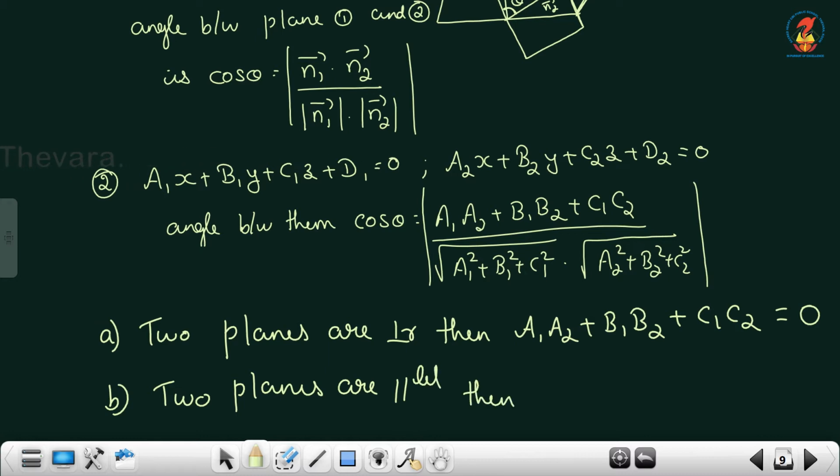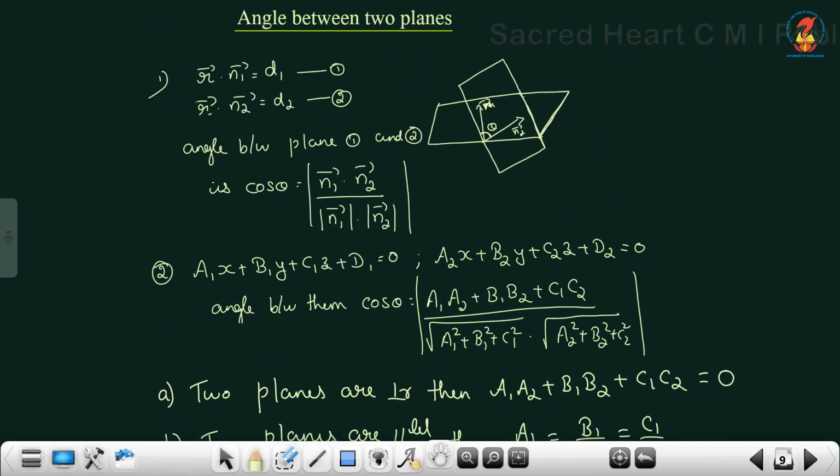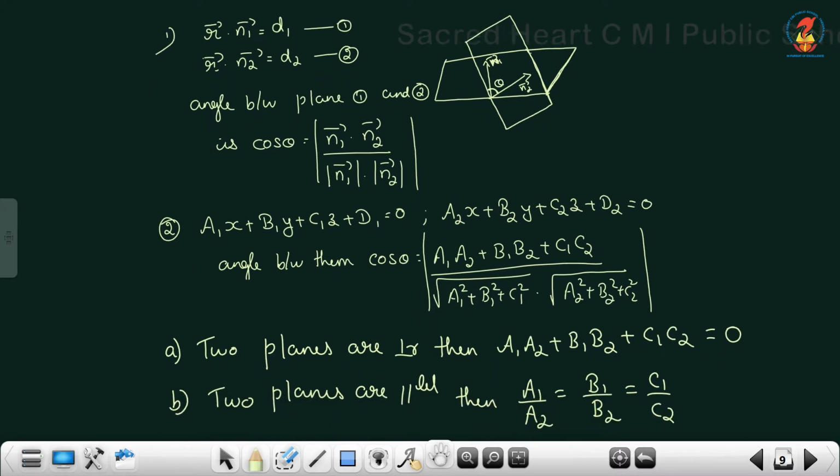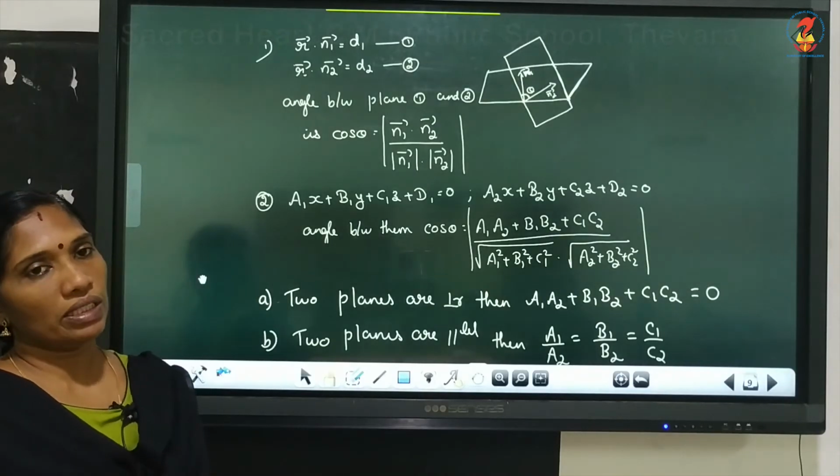Then these are proportional: a1 by a2 equal to b1 by b2 equal to c1 by c2. Okay. So for planes you have to learn these two results and this also. The angle between two planes means angle between their normals.